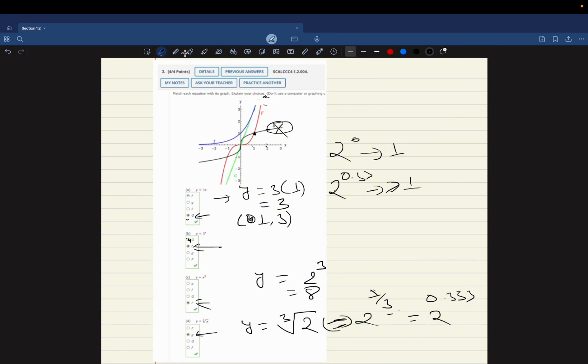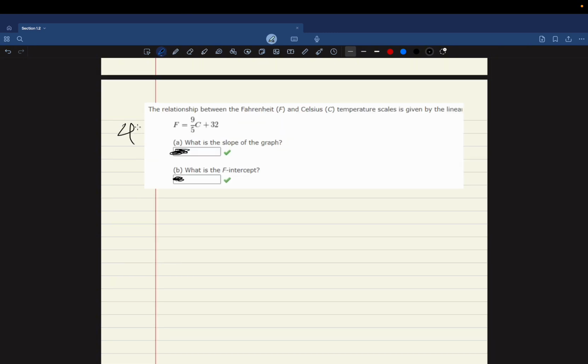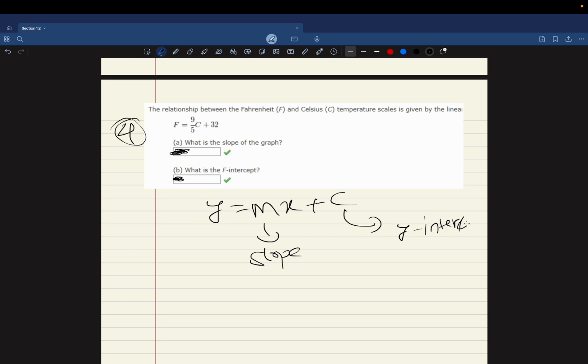I'll move to question number 4. Okay, so this is question number 4, and I believe it is the easiest one of this chapter. For this, all you need to know is a formula, which is y equals mx plus c. Where x and y are the coordinates of the graph, m is the slope, and c is the y-intercept. So c is the y-intercept, m is the slope, and x and y are the coordinates.